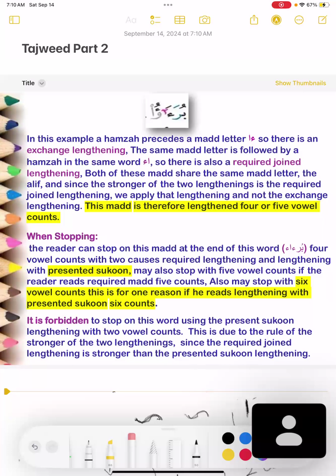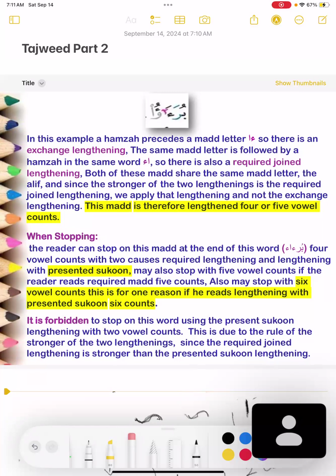I either make it 4 counts. I make it 4 counts. I don't make it higher than madd muttasil. So I hope this makes sense. I don't make it higher than madd muttasil because madd muttasil can be 4 or 5 counts, and if I'm stopping at this word, it has to be no more than that.